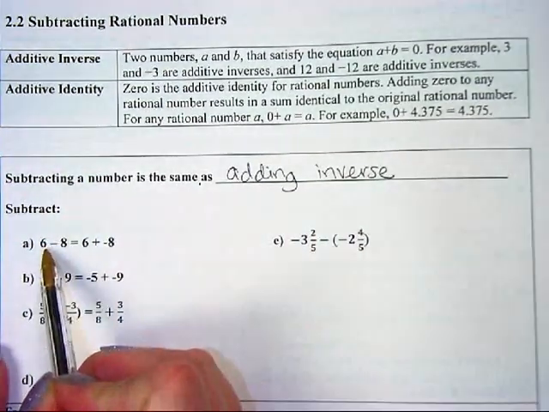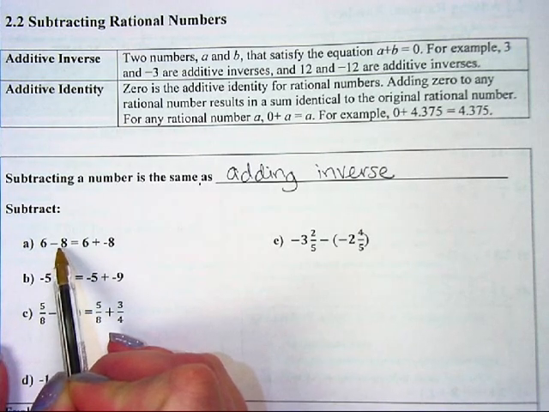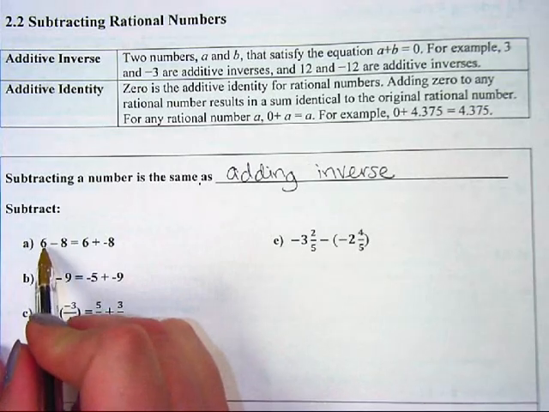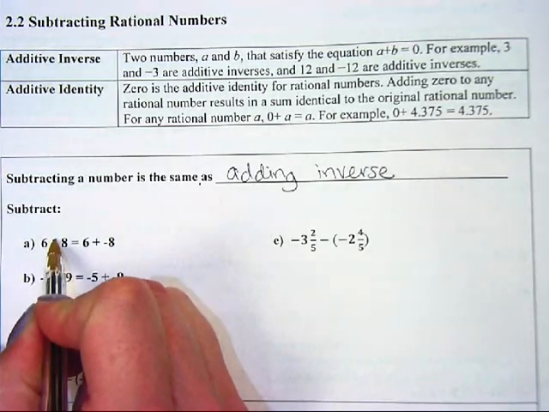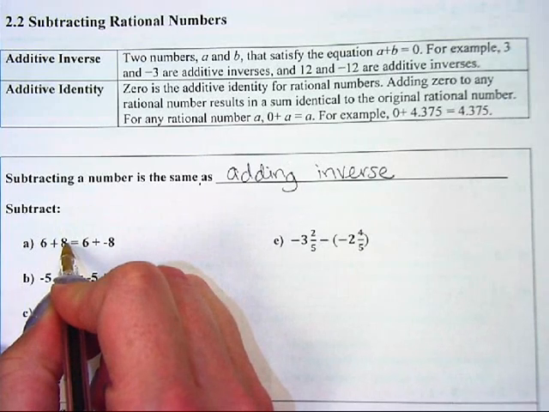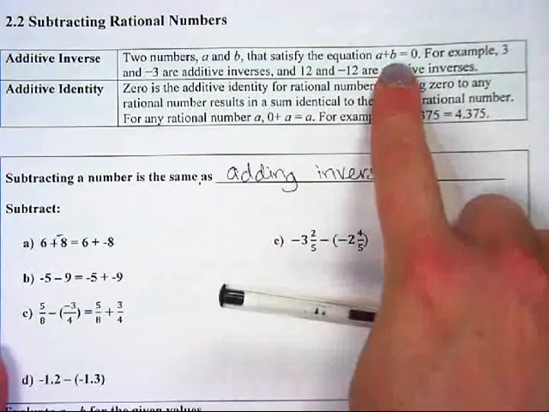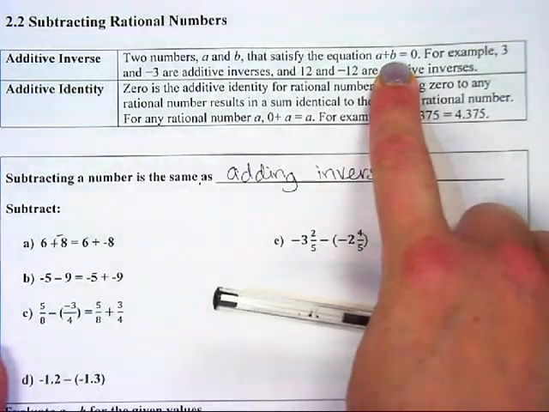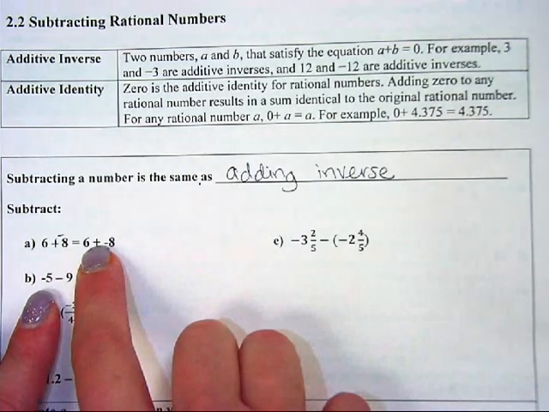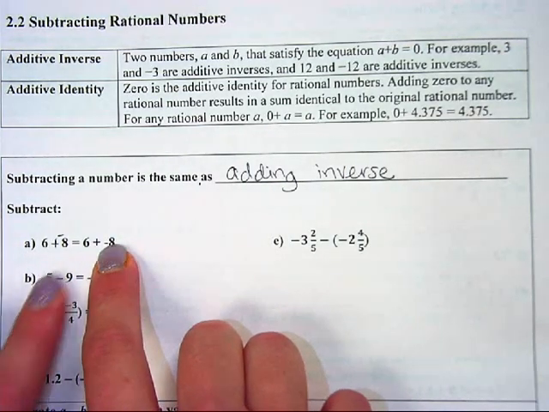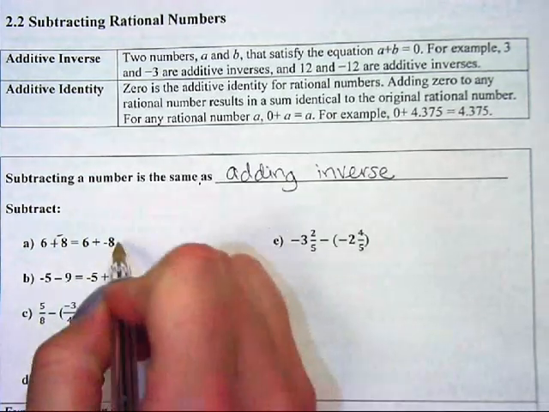So in this problem, for 6 minus 8, I know 8 is bigger than 6, so I can't subtract these like normal. It's going to be negative. I can think of that the same as being 6. Instead of minusing, I change that to add. The inverse means it's the opposite, so negative 8. So for example, we said 3 and negative 3 are inverses. 8 and negative 8 are inverses. So when I change this to an add, I need to change that 8 from a positive to a negative. Then I go back to my rules.